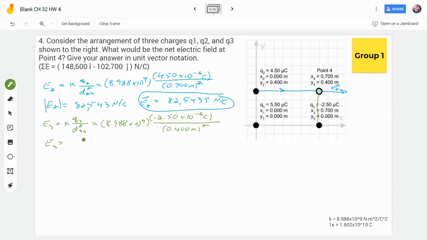All right, so if we do all of that, what do we get? We get E3 is equal to 8.988 EE9 times minus 2.50 EE minus 6 divided by 0.4 squared. Okay, so what we have at this point is minus 140,437.5, call it 38. And this is newtons per coulomb. Put the comma in to make the counting a little bit easier.